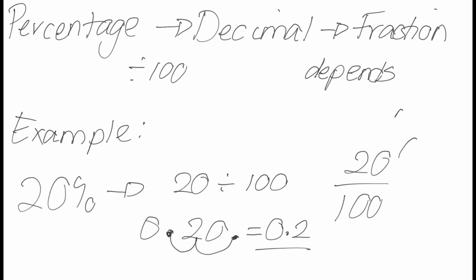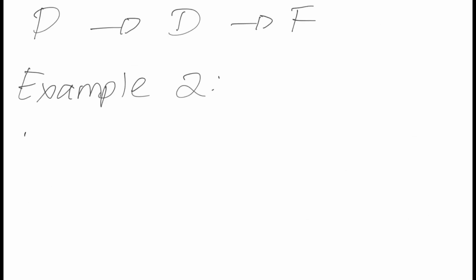So we have 20 over 100. We divide that by 2, which gives us 10 over 50, which gives us 1 over 5. However, we could have divided 20 over 100 both by 20, which would have given us 1 over 5 as well. Great, so example number 2 is 45%.